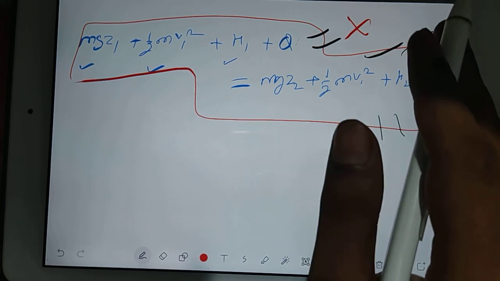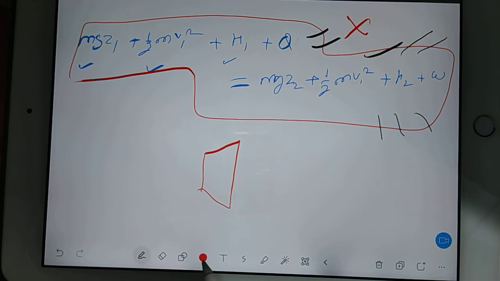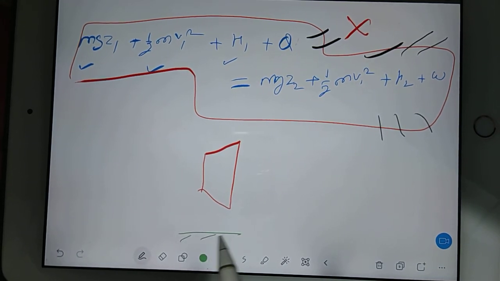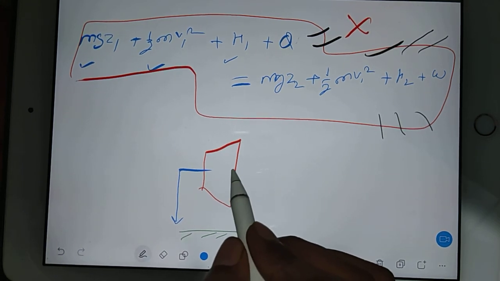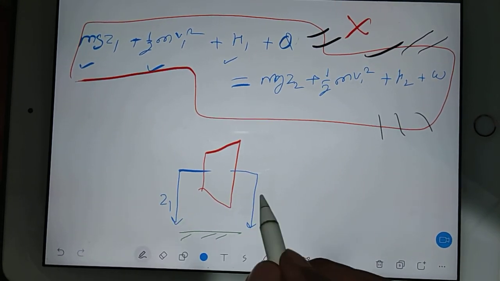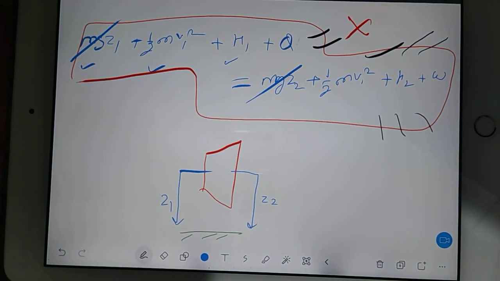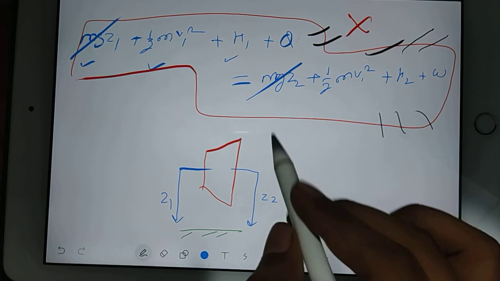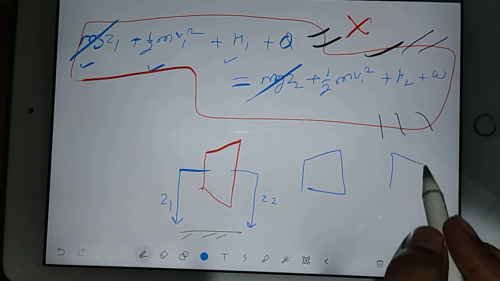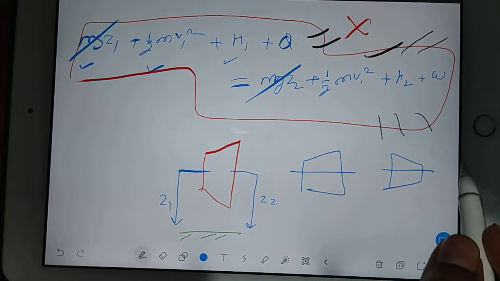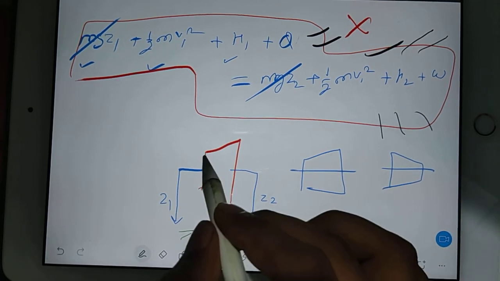For example, when you deal with a compressor, suppose this is the earth. The height of the inlet center of mass and the height of the exit center of mass are equal. Z1 is equal to Z2. So this term will not appear when you solve a compressor. This term will not appear in the case of a nozzle also, and in the case of a diffuser also, because the inlet and outlet height is the same. I am talking about the height of the center of mass, not the shape.